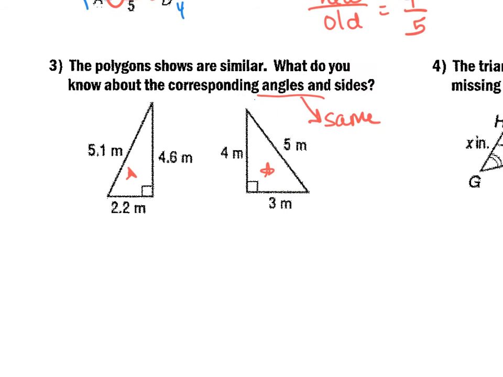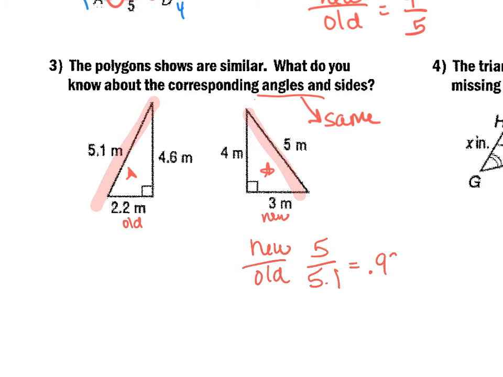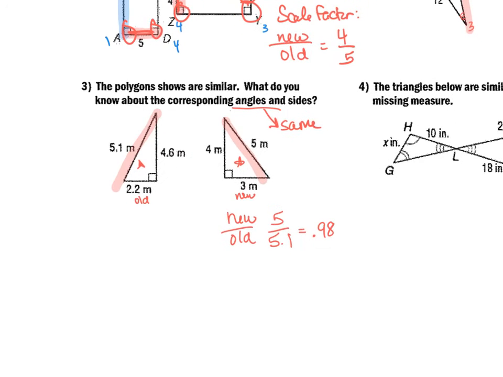And the sides, let's look for the scale factor. So we'll go new to old, I guess. And so if this one is our new, this one is our old. So new, we'll say 5. I'm just going to use this side length. So that means I'm going to use this side length on the other one. 5 over 5.1. So 5 divided by 5.1. So 0.98 is your scale factor.